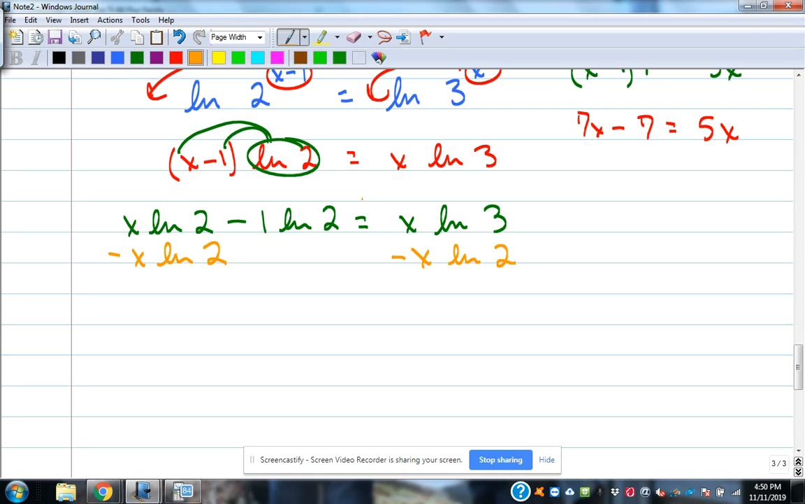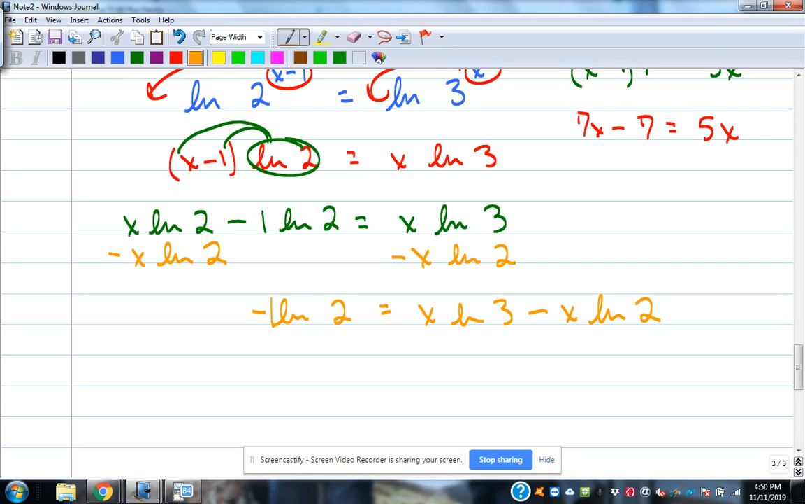And the big difference is I can't go ahead and do that math for natural log of 2, taking that away from natural log of 3. I've got to just write it out. Negative 1 natural log of 2 is equal to x natural log of 3 minus x natural log of 2.